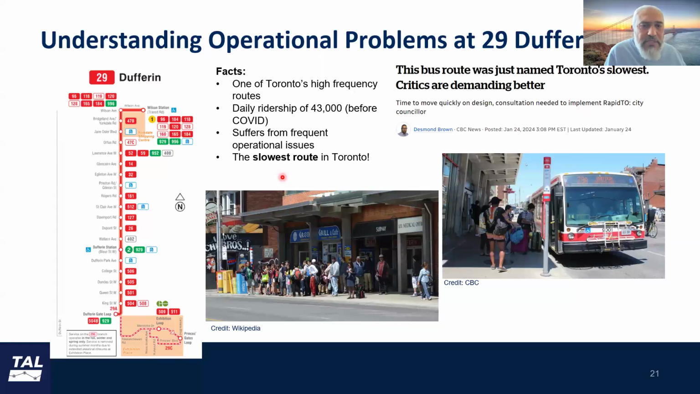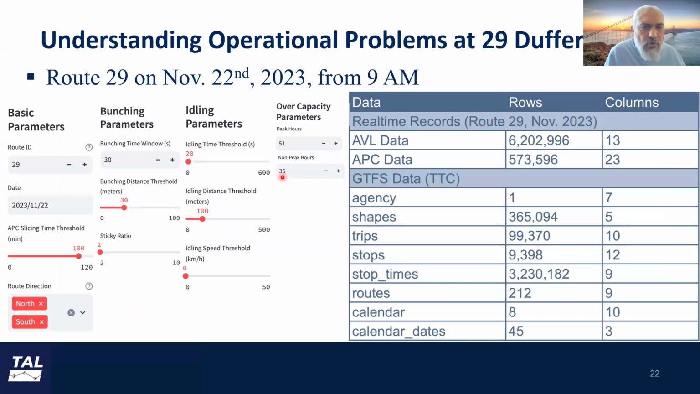So we got from the TTC data for a whole month on that route. Again, we're dealing with huge amounts of data: AVL data about 6.2 million records, APC data about 0.6 million records, and GTFS data pertaining to that period. This was about a year ago, in November 2023.